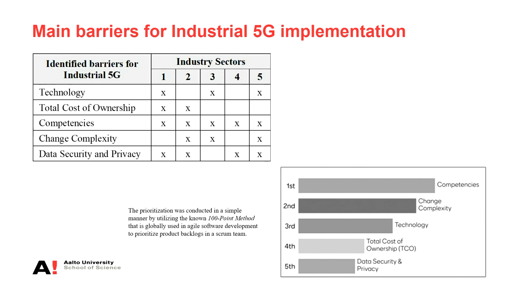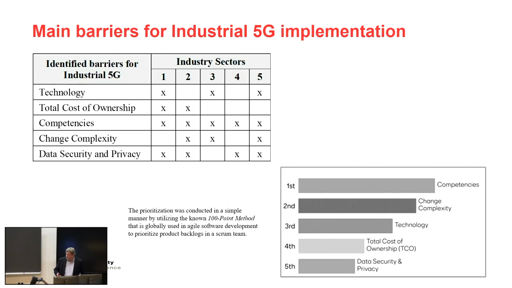And what was amazing was that data security and privacy was ranked as number 5. But then after discussing the voting and discussing with the people, they actually considered that when you are taking 5G into use, it increases the data security and privacy. And that was the reason why they didn't consider that so relevant or big a barrier. So that's about the summary of that.